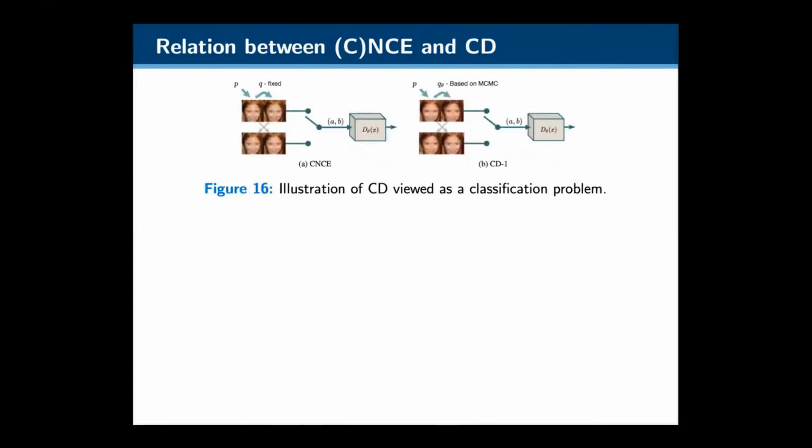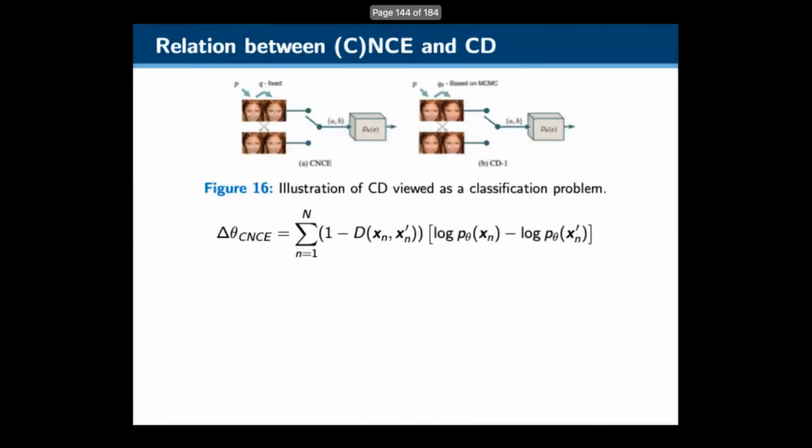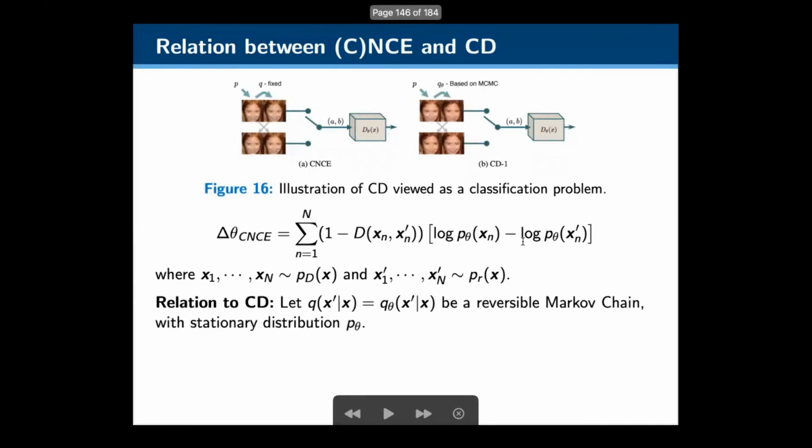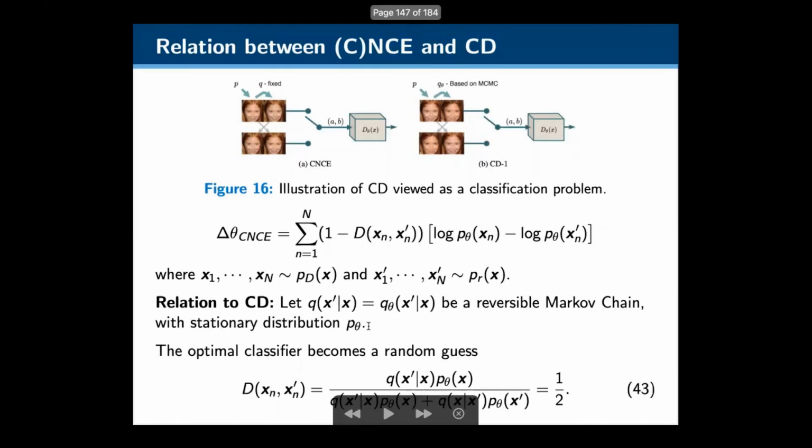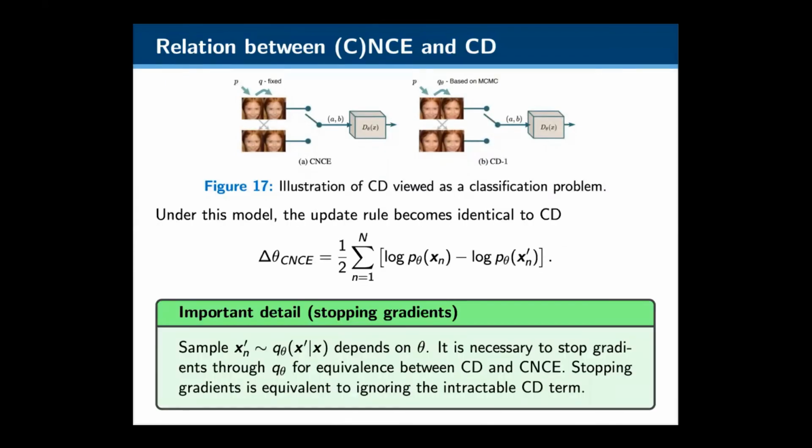So how can you relate this to contrastive divergence? Again, you should note that the nabla should have been present here. If we let our contrast or perturbation distribution of CNC be a reversible Markov chain with stationary distribution p theta, just as in CD, then the optimal classifier becomes a random guess with probability half of choosing either direction. And under this model, the update rule becomes identical to CD.